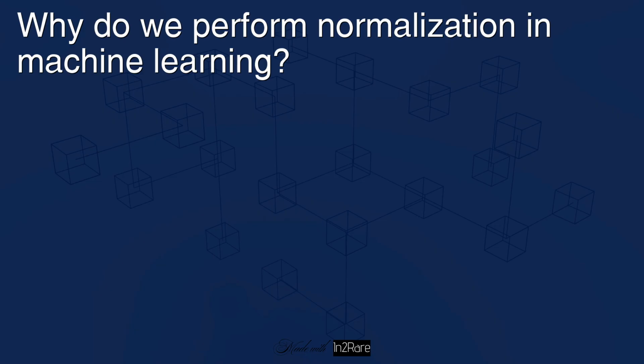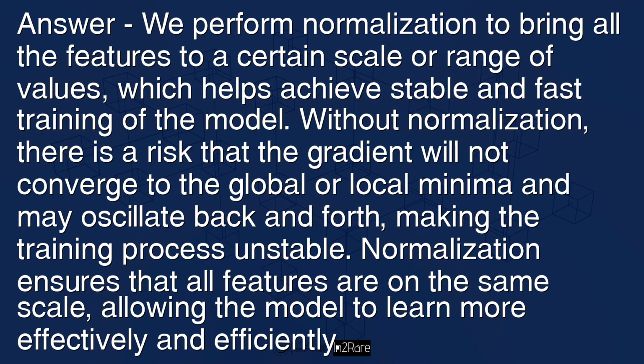Why do we perform normalization in machine learning? Answer: we perform normalization to bring all the features to a certain scale or range of values, which helps achieve stable and fast training of the model. Without normalization, there is a risk that the gradient will not converge to the global or local minima and may oscillate back and forth, making the training process unstable. Normalization ensures that all features are on the same scale, allowing the model to learn more effectively and efficiently.